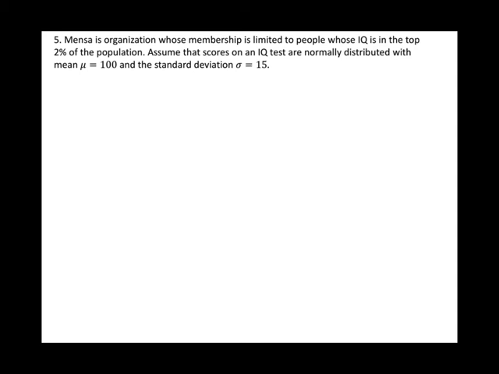Okay, number 5. Mensa is an organization whose membership is limited to the people whose IQ is in the top 2% of the population. Assume that scores on an IQ test are normally distributed with the mean equal to 100 and the standard deviation equal to 15. What is the minimum score needed to qualify for the membership in Mensa?